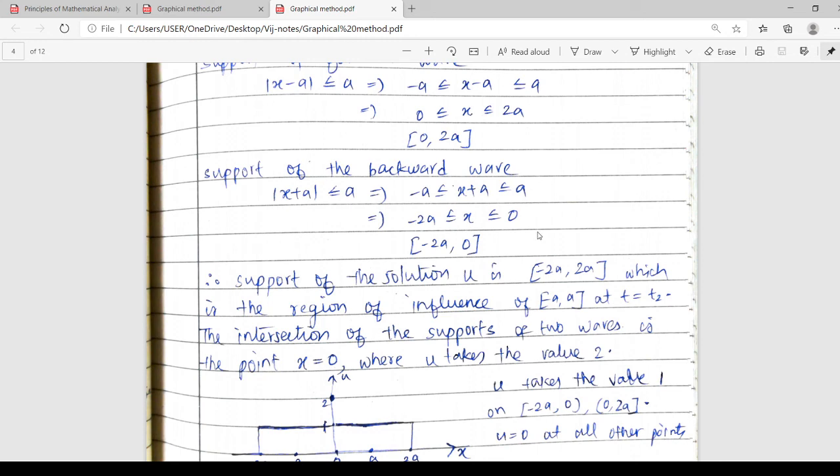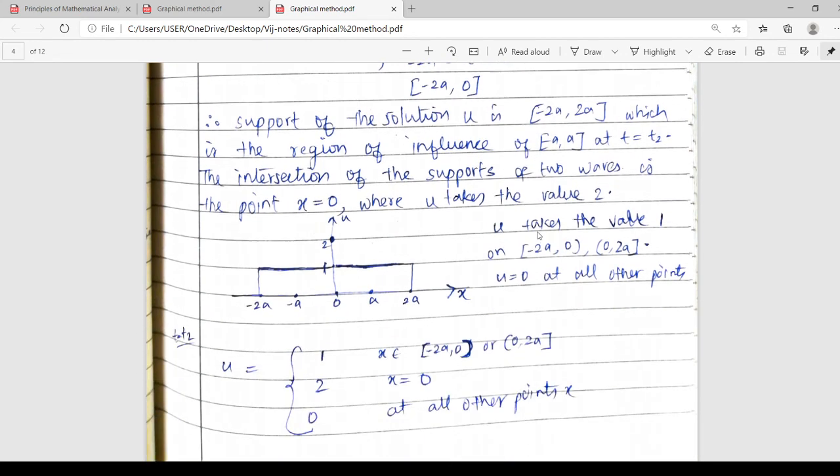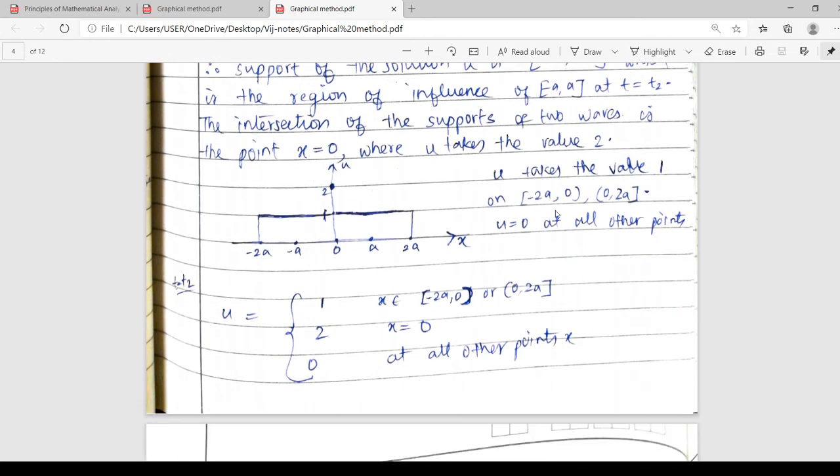So at this point of intersection, u will be non-zero for both the functions, both forward and backward wave. So it will take the value 2, intersection of supports. So at x equal to 0, u takes the value 2. Then in the remaining interval, it takes the value 1, and at all other points, it will take the value 0. So u takes the value 0 outside minus 2a to 2a. Okay, so this is minus 2a to 2a. This is the region of influence.